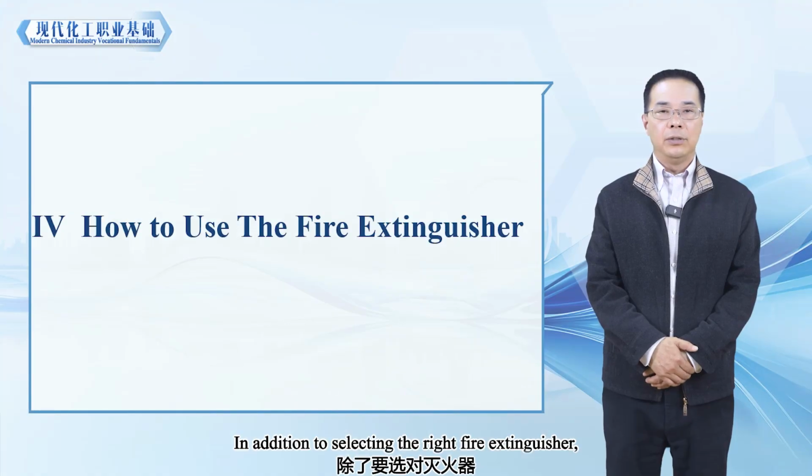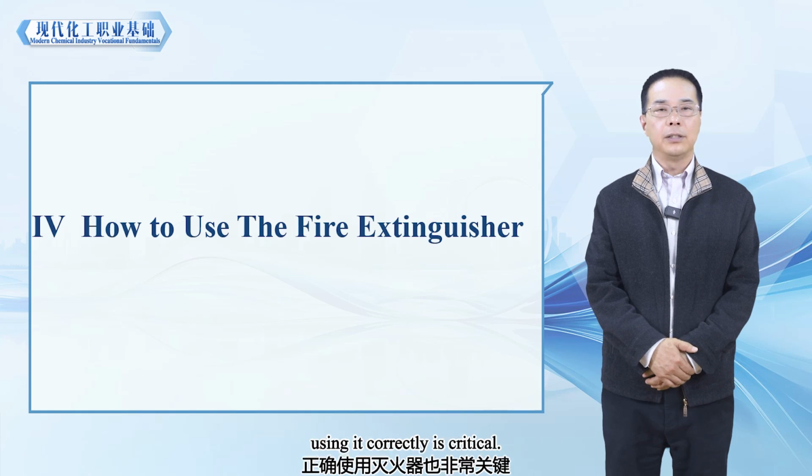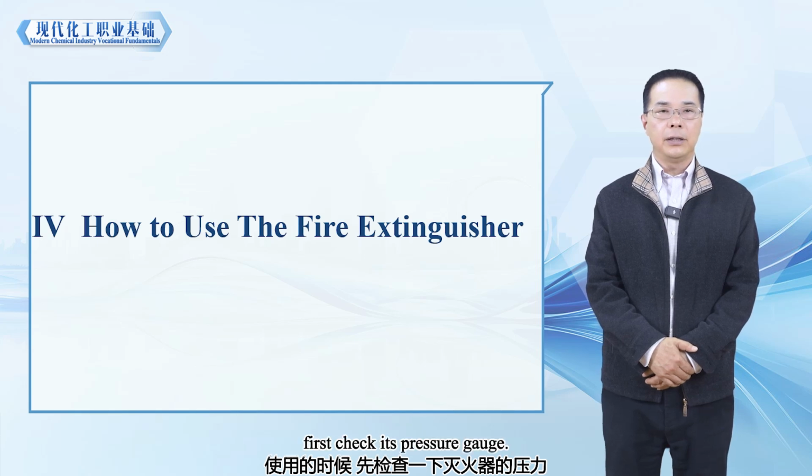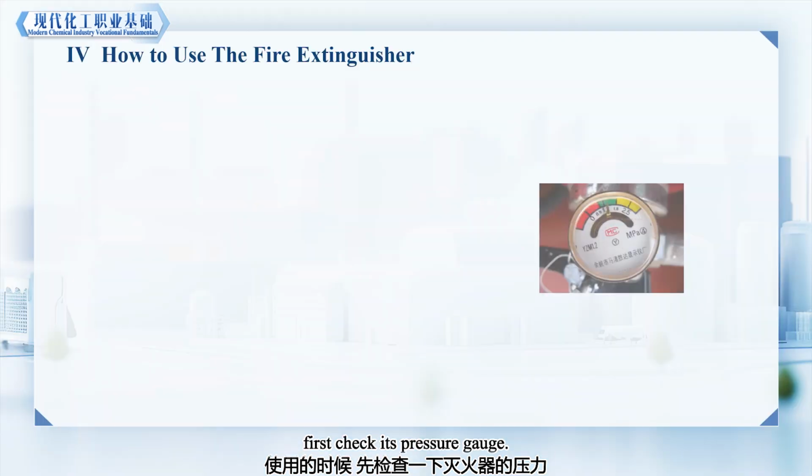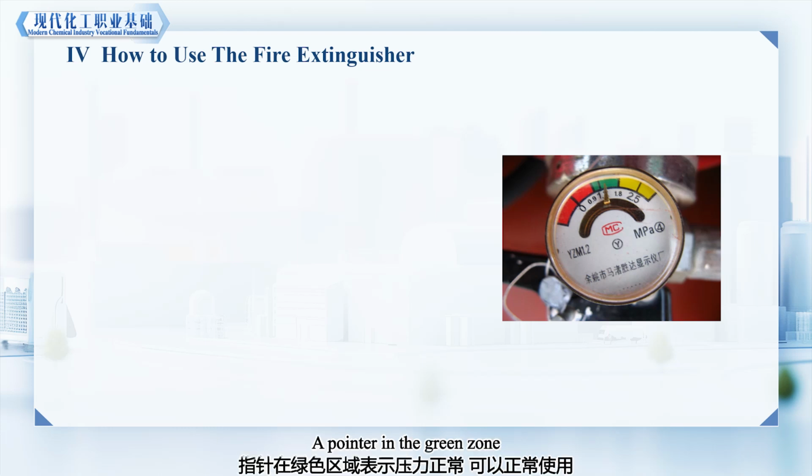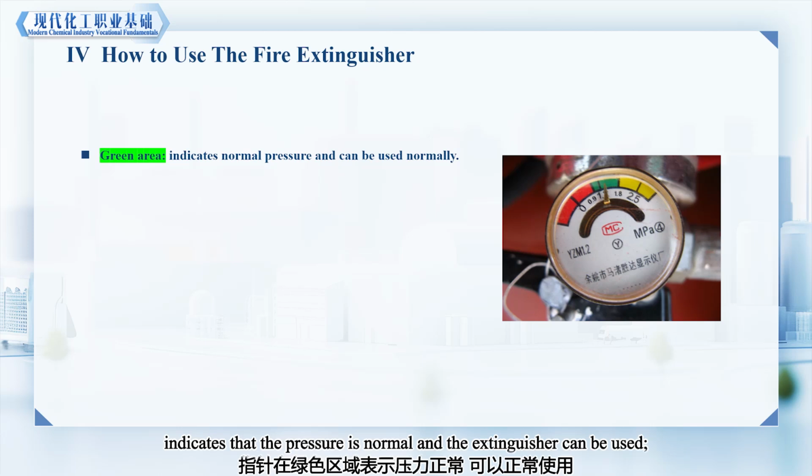In addition to selecting the right fire extinguisher, using it correctly is critical. When using an extinguisher, first check its pressure gauge. A pointer in the green zone indicates that the pressure is normal and the extinguisher can be used.